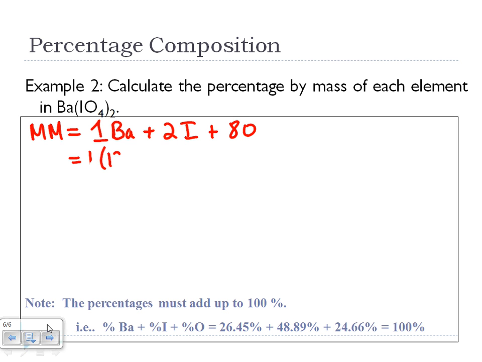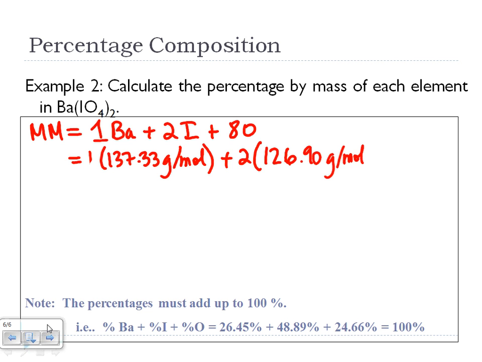So that means I have 1 times 137.33 grams per mole, plus 2 times iodine, which is 126.90 grams per mole, plus my oxygen, which is 8 times 16 grams per mole. I'm running out of space. Okay, so you should all be able to do that really easily now and add it up and get 519.13 grams per mole.